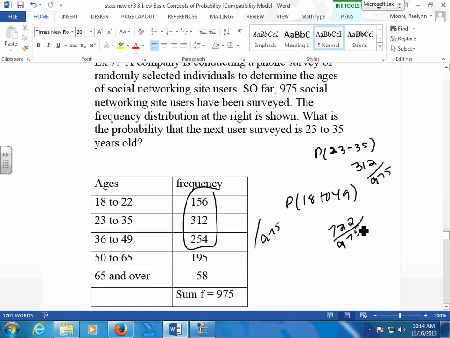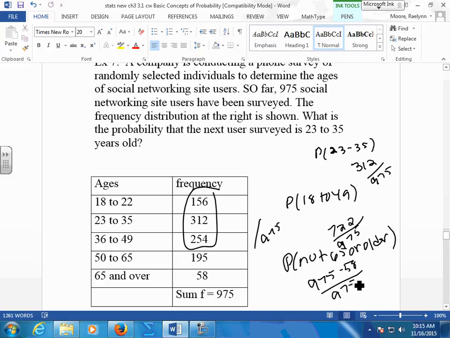More than half of your chart there, right? Okay. What is the probability that the next one I surveyed is not 65 or older? What's a very quick way to do that one? Michael. 975 minus 52 over 975. Good. Use the complement case. It's everything but that one.